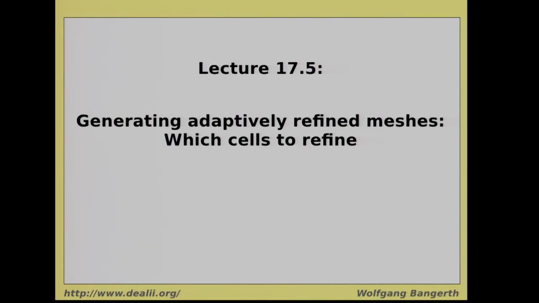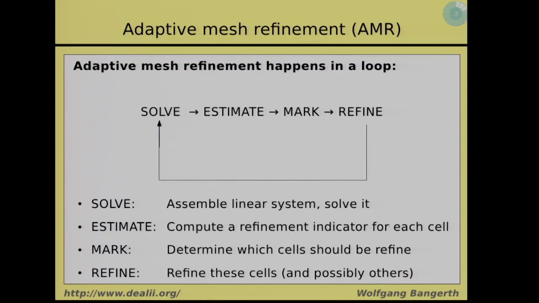So this is the purpose of this lecture. This is lecture 17.5. And I want to talk you through the different options that you have in this case, and what are the techniques that we commonly use in our community. So the question in lecture 17.5 is, which cells do you want to refine? And I want to put this into the context of the typical adaptive mesh refinement loop that we always use.